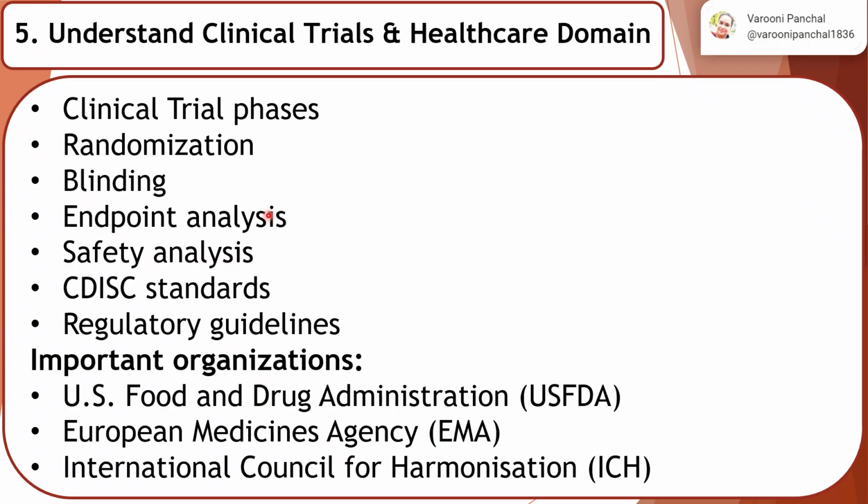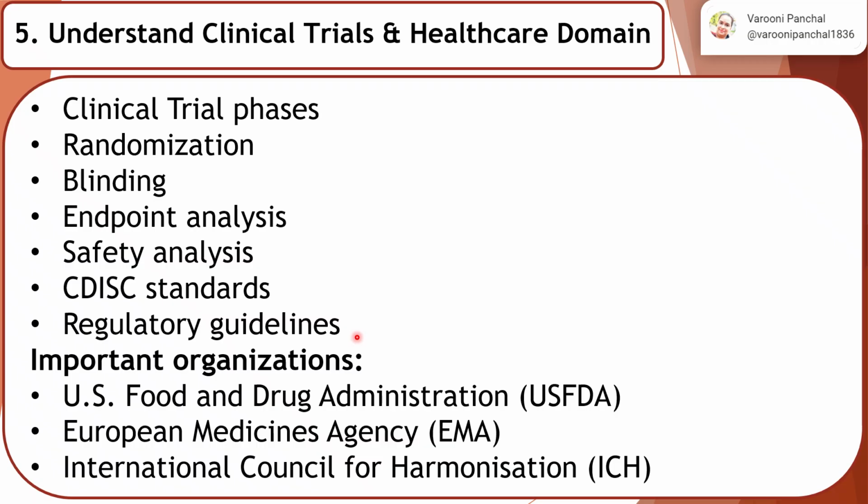Next is endpoint analysis. So what are the different types of endpoint analysis? Primary, secondary, exploratory. What are the differences between these three concepts? So that you should know. Then the safety analysis, like what domains especially are included in safety analysis, and what is CDISC standards? What are the different types of standards that are there in CDISC? What is CDASH, SEND, then SDTM, ADaM, define.xml.